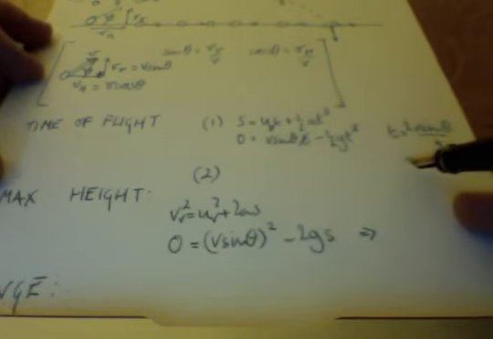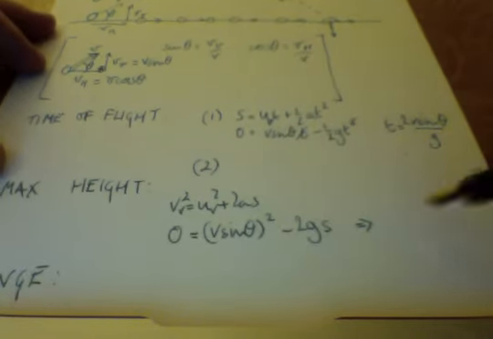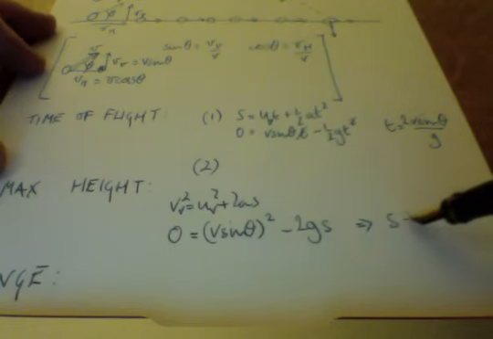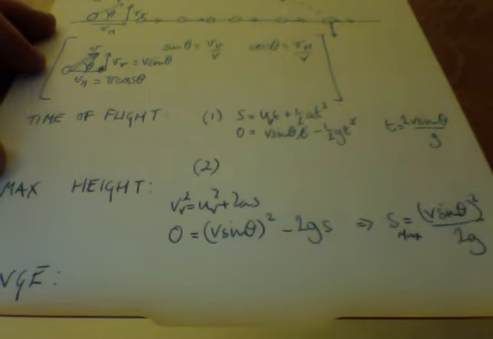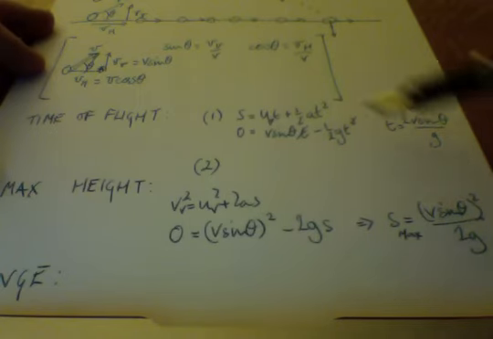It's not hard to make that rearrangement and come out with the equation (v sine theta) all squared divided by 2g, which gives the max height. Fantastic. Now let me just bring you back briefly to the time of flight.